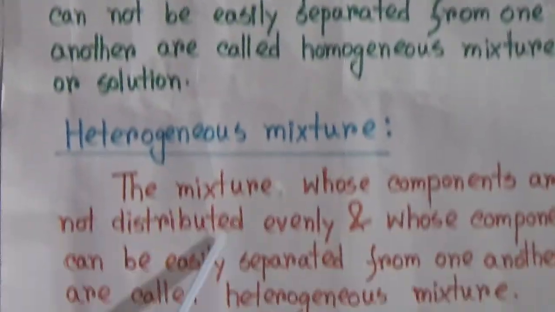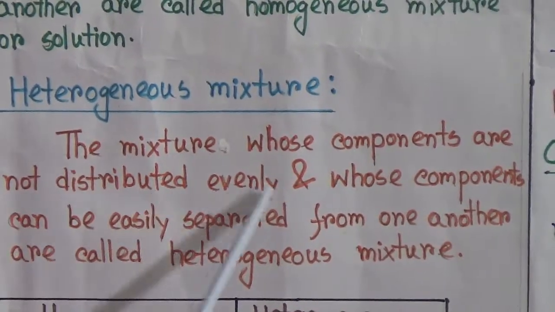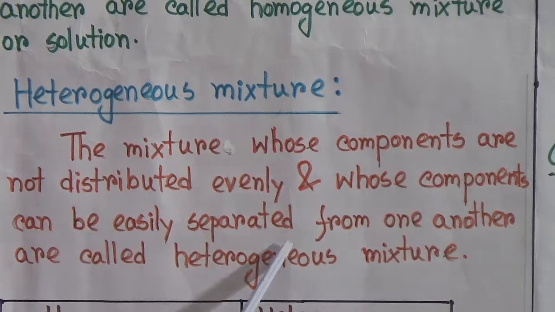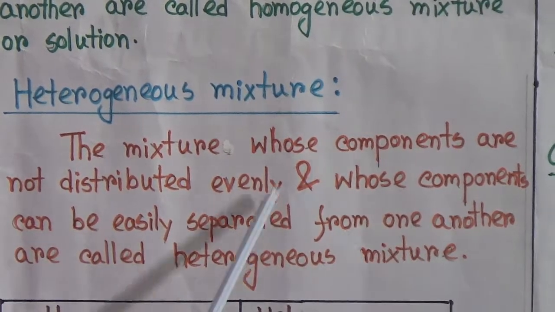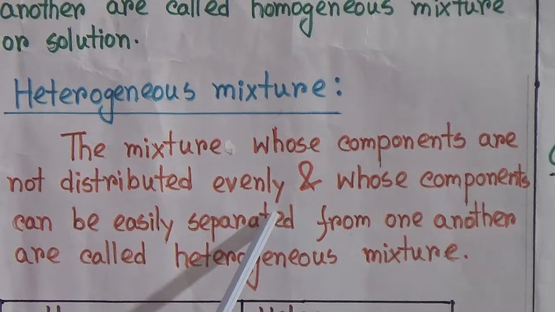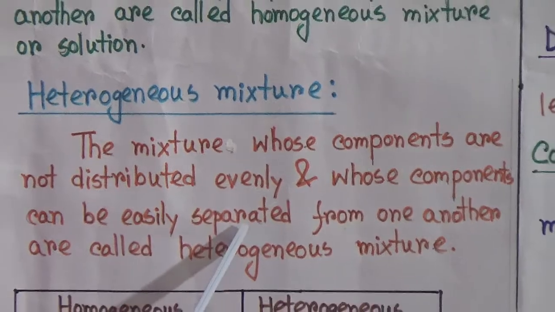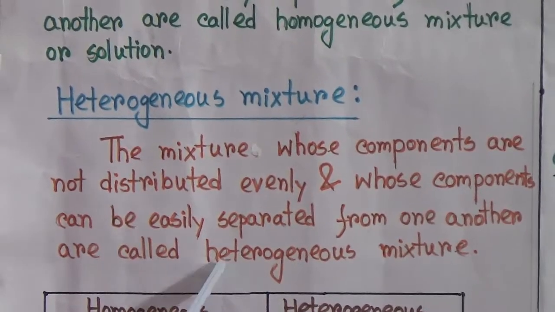Now, heterogeneous mixture. The mixture whose components are not distributed evenly and whose components can be easily separated from one another is called heterogeneous mixture. The mixture of sand and water is one kind of heterogeneous mixture, because we can easily separate sand from water.